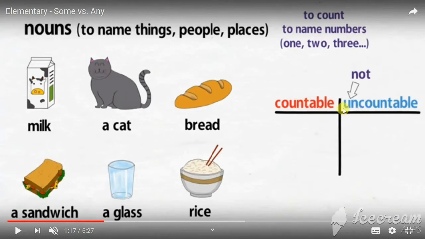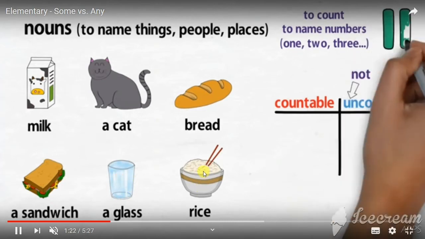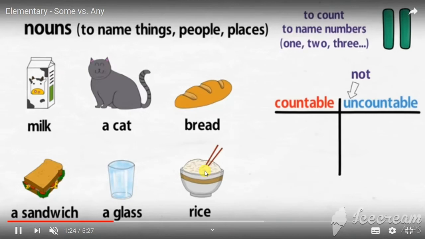When we say milk, it is not the carton, it is the milk itself, the water, the milk, the liquid. We can't count the liquid. So milk is uncountable. Cat, we can count it. Bread, uncountable. Sandwich, countable. A glass, we can count the glass. The rice itself, we can't count it.